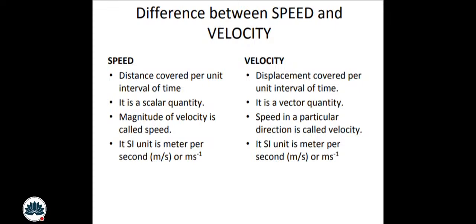Most candidates just consider that speed and velocity are the same, but they are not at all the same. The SI unit is meter per second. Okay, displacement covered per unit interval of time is known as velocity. It is a vector quantity. Speed in a particular direction is called velocity. Here the speed means a magnitude with a particular direction. Now the arrow is required, and it is called velocity. Now we can say that yes, it is a vector quantity. The SI unit is the same, meter per second.